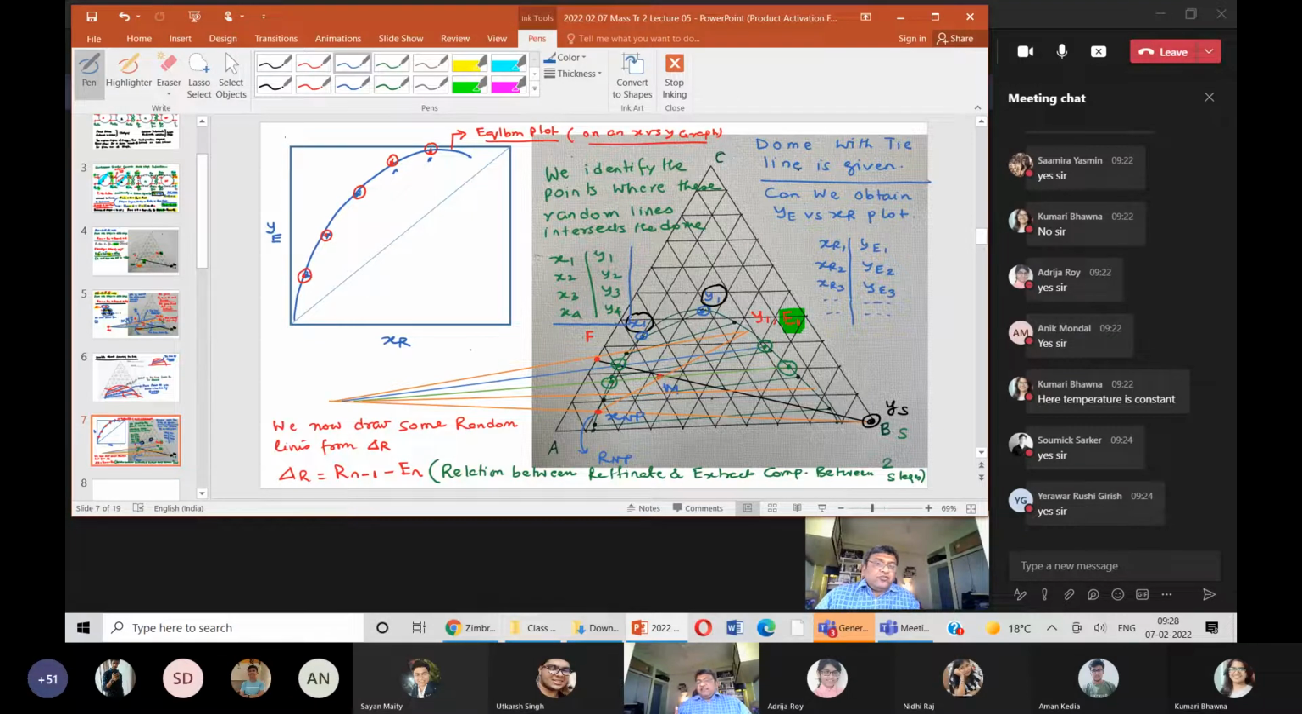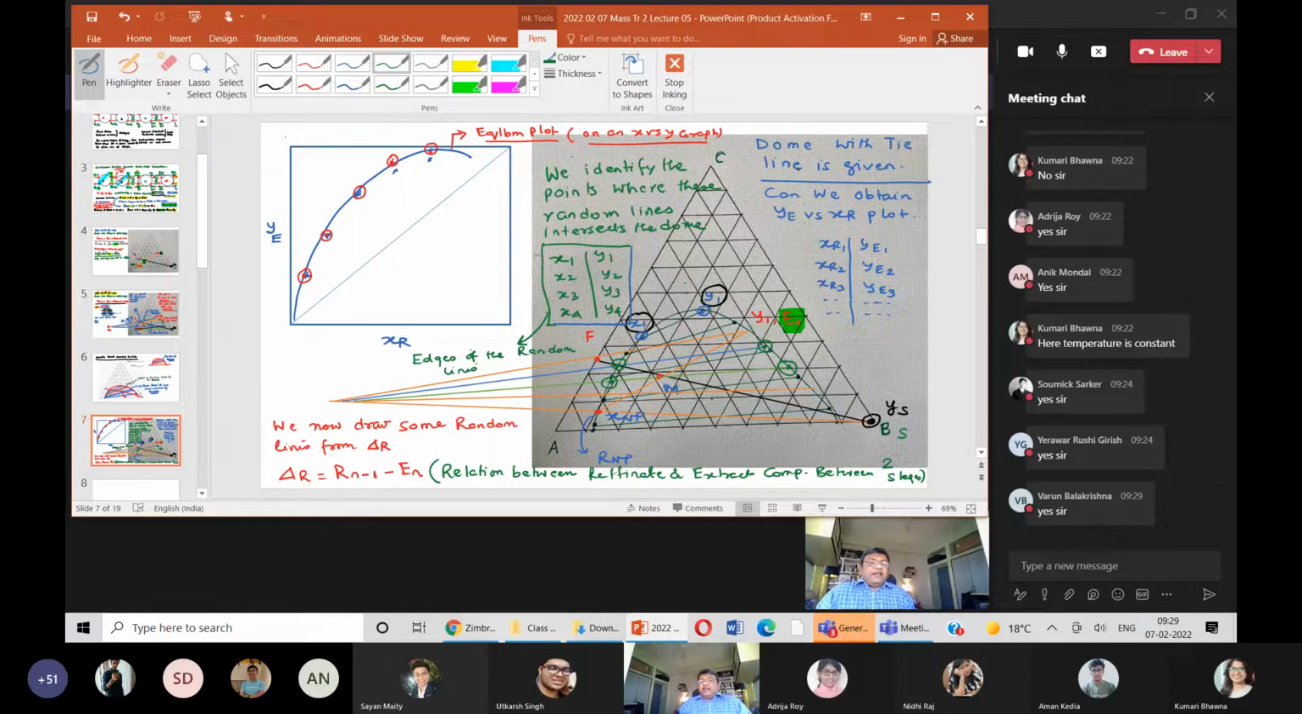And I know today's class is a heavy class. So these x1, y1 are the edges of the random lines. Nothing to do with tie line, not tie line. So now let's say we spot these lines also, right? And join.